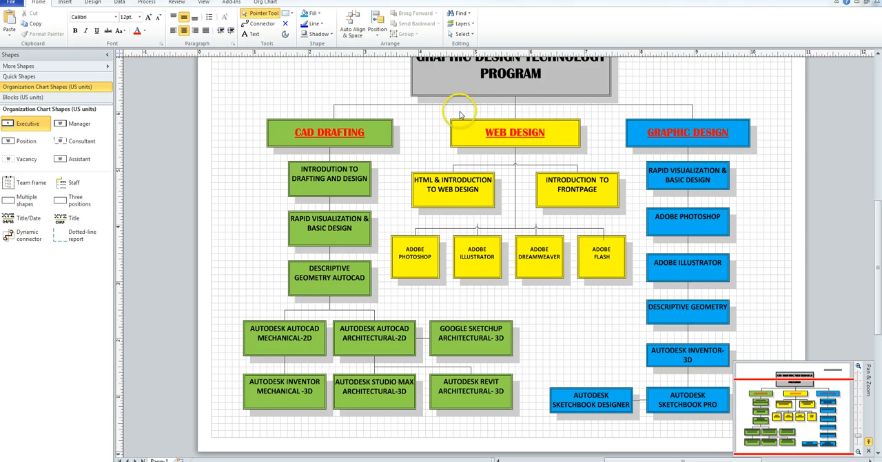And last but not least is the web design program. In web design, I'll be doing Introduction to Web Design and HTML. We'll learn how to use FrontPage, which is web designing software. Then we'll go to Adobe Photoshop, Illustrator, Dreamweaver, and finally Flash.